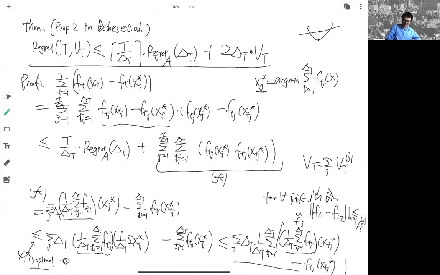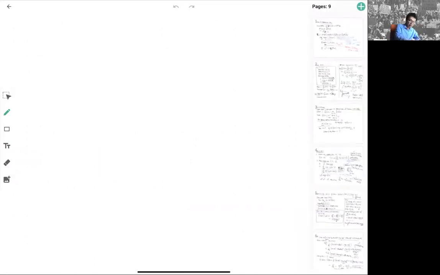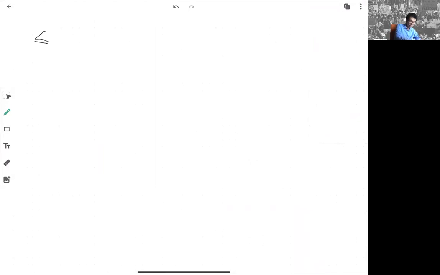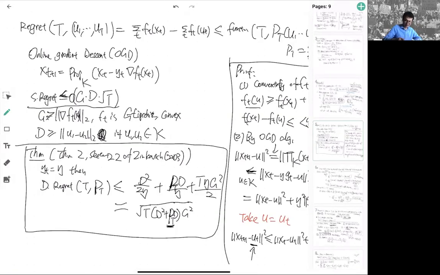Therefore, we can bound every difference within this summation, let's move to a new page, we can bound everything in that summation by delta t times V_{t_j}. Yeah, so this is the most tricky argument that I'm going to have today.